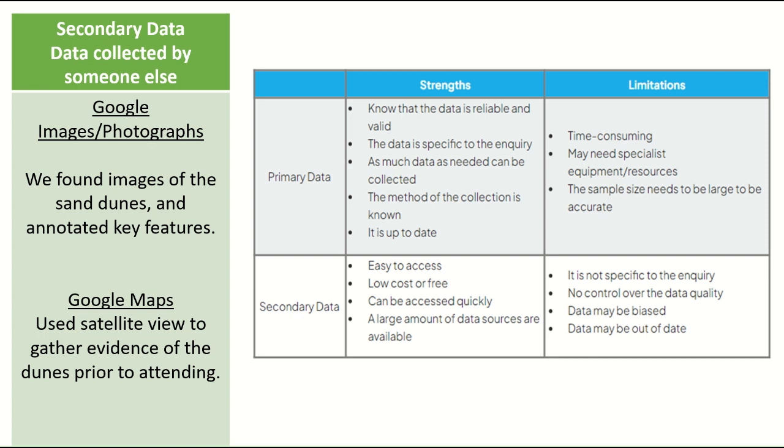Secondary data, however, is easy to access, usually low cost or free, and a large amount of data sources are available. Add in there as well, it shows you things from the past, which you can't see. But the data may be out of date, the data may be biased, it could be filtered, it could be wrong, and it's not always specific to the inquiry either. We have to match it together.